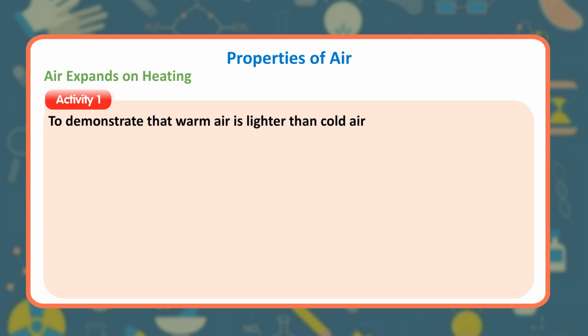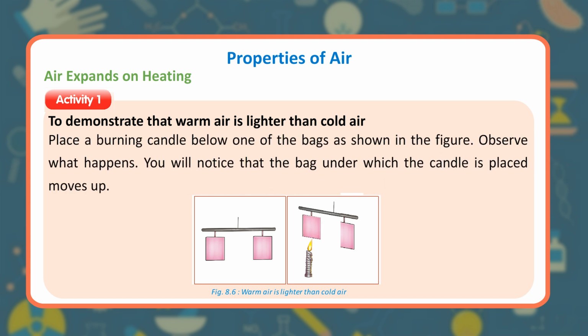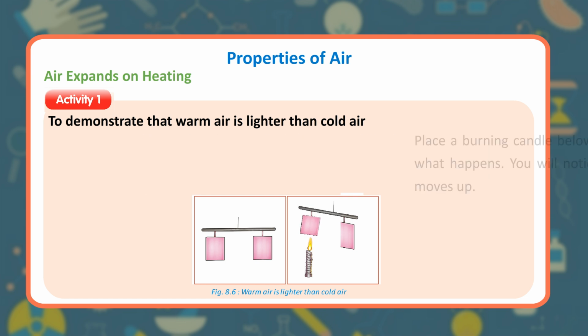Activity. To demonstrate that warm air is lighter than cold air, take 2 paper bags of the same size. Hang them in an inverted position on the opposite ends of a stick. Tie a piece of thread in the middle of the stick. Hang the stick with the help of the thread as in a balance scale. Place a burning candle below one of the bags as shown in the figure. Observe what happens. You will notice that the bag under which the candle is placed moves up.